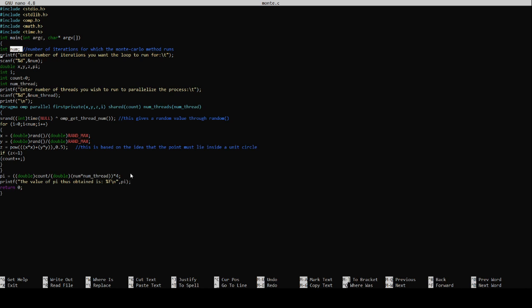So of course, all the iterations that will run will always generate a point inside the square, right? Into num of threads. So every private thread will generate num number of points inside the square, right? And out of these num into num threads points, count points lie inside the circle, right? So the value of pi will be equal to count over num into num threads, the whole multiplied by 4, right? And we just print the value, right?